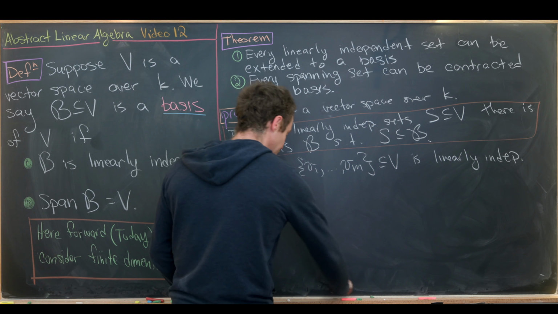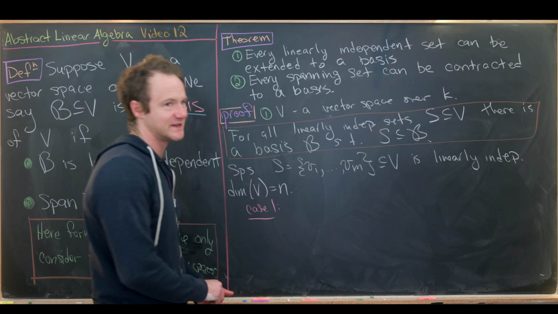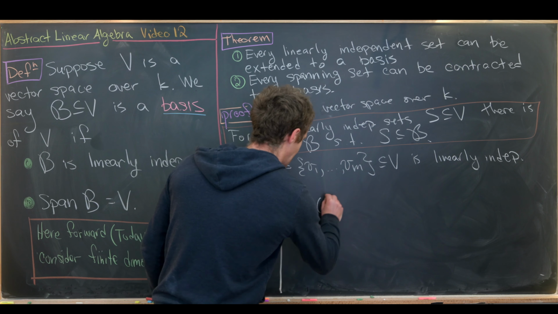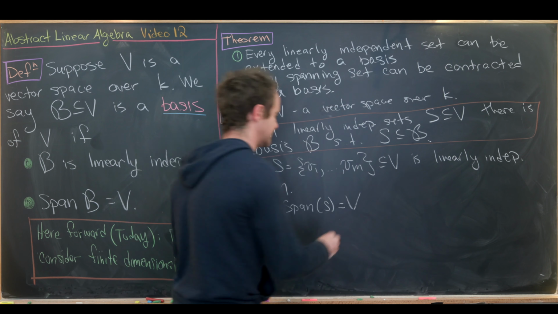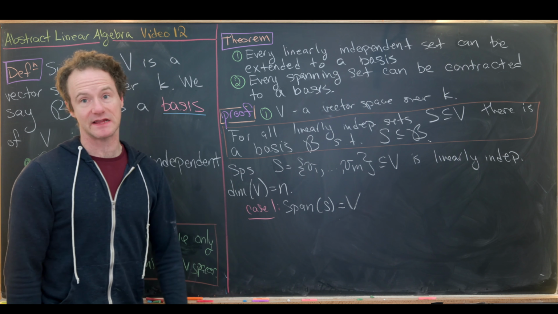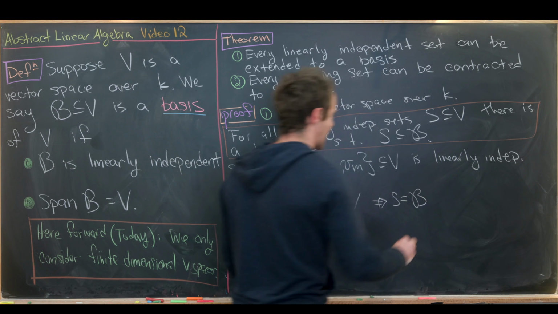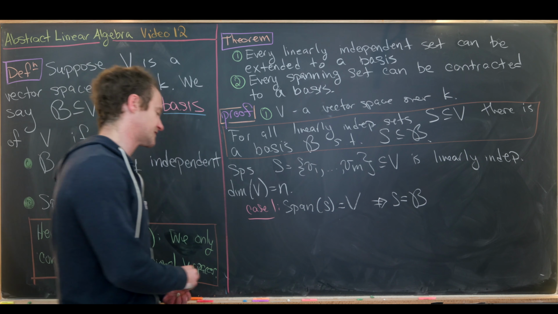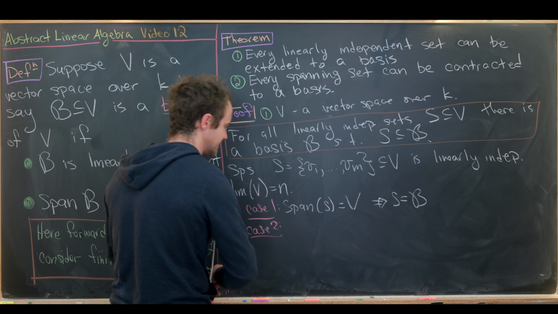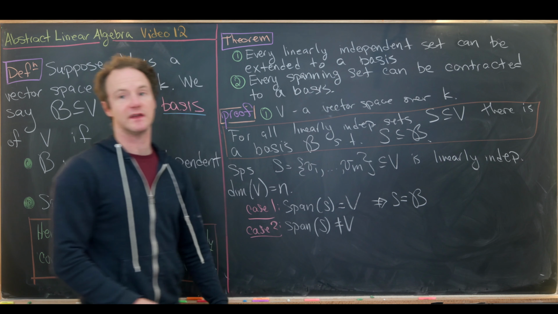Now what should we do from here? Well, we have really two cases to break this into. Case number one is actually the already done case, and that would be the span of S equals the entire vector space V. But then S is linearly independent and it spans the entire vector space, and that's exactly the definition of a basis. So we would say S is equal to B. That case is not super interesting, so let's move on to our second case, which is that the span of S is not equal to V.